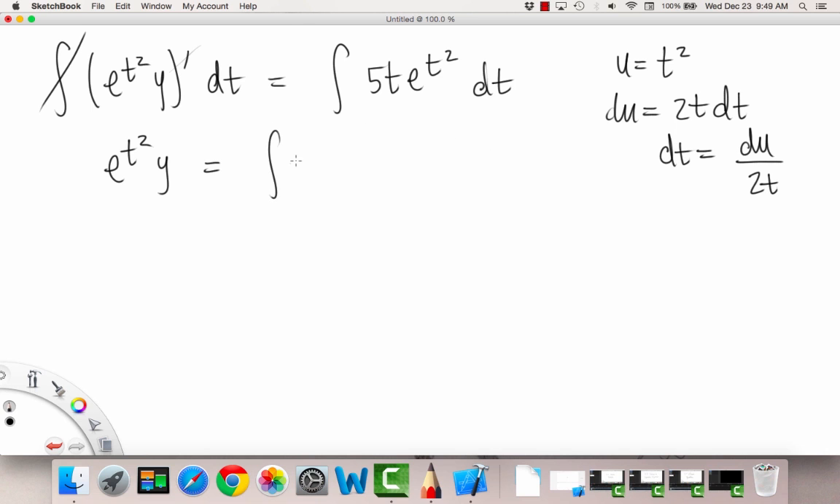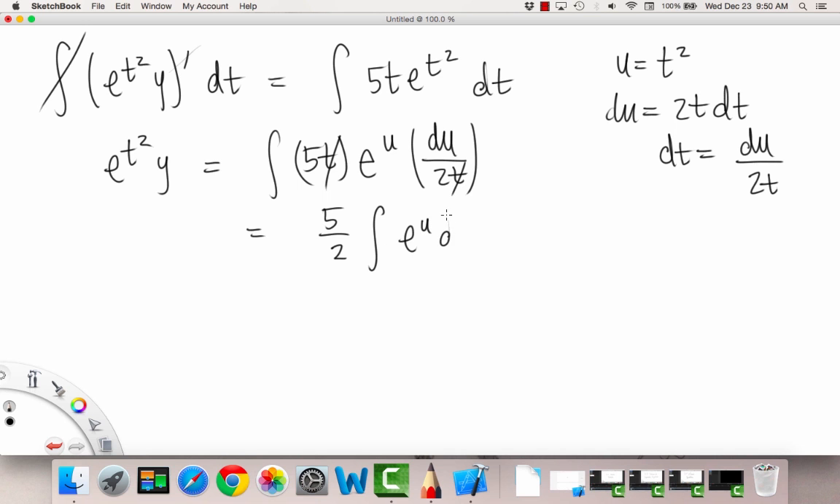When we replace that, we can't really do anything with the 5t, since we don't have anything to directly replace it. We can replace the t squared with a u and the dt with du over 2t. The t's cancel out nicely, and we're left with 5 over 2 times the integral of e to the u du. So this becomes 5 over 2 times e to the u, and I'll replace u with t squared. And of course we have our plus c because we had an indefinite integral.